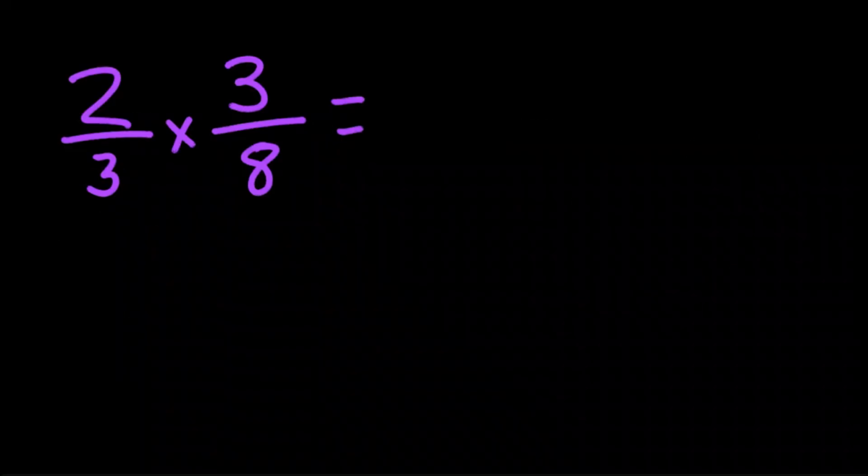Multiplying fractions is actually way easier than adding or subtracting them, mainly because you don't need to make common denominators. You can just multiply. Let's start with an example. 2 over 3 times 3 over 8.